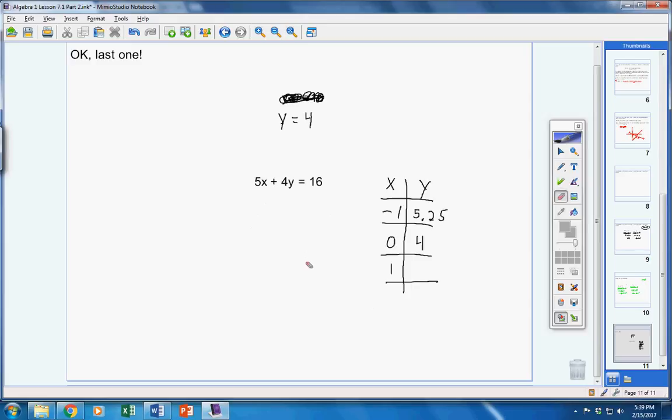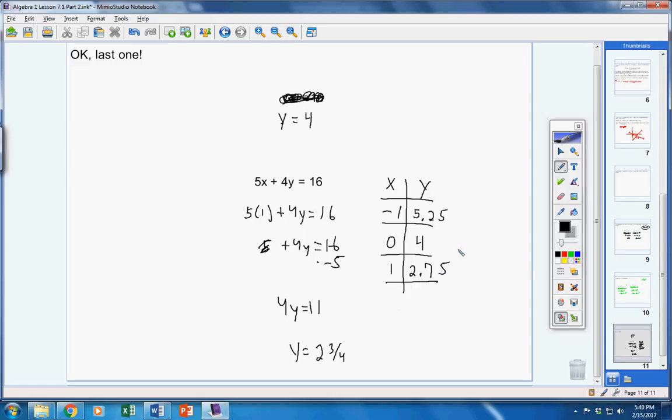And lastly, let's substitute 1 in for x. So I'm going to put a 1 in for x. This is the table of values method. Hopefully you guys are remembering this as I do it. 5 times 1 is 5. Bring the 5 over and make it a -5. That would give you 11. So 4y equals 11. Divide both sides by 4 and you will get 2 and 3/4, so 2.75. So there's all the information I need to graph this linear equation.